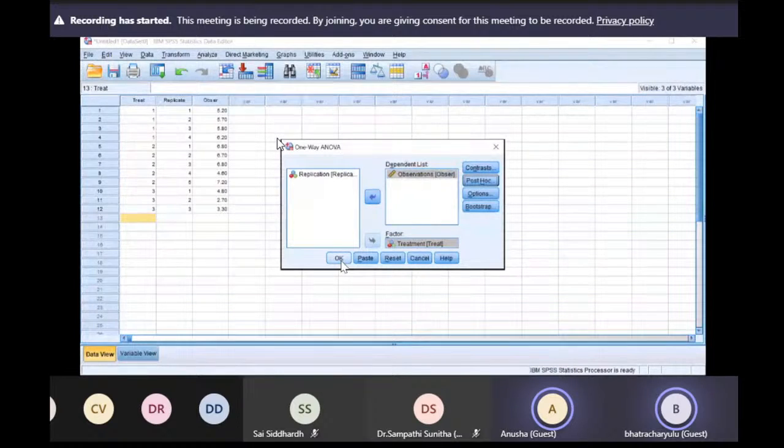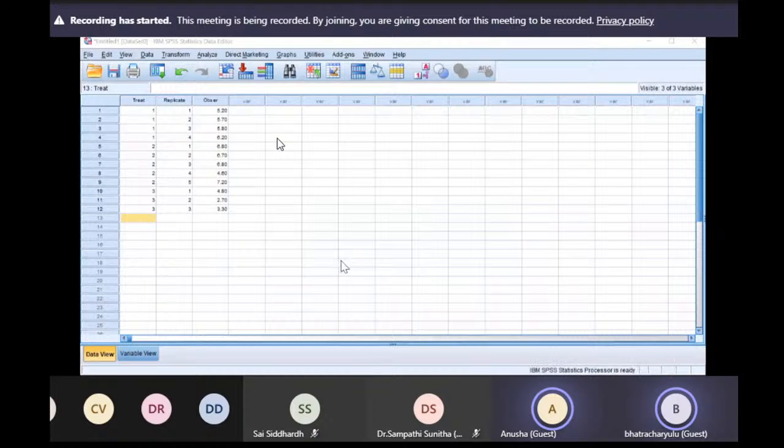And next you select the OK. You are getting the output value. Okay. So this is the implementation of the completely randomized design, or analysis of variance, one-way classification.